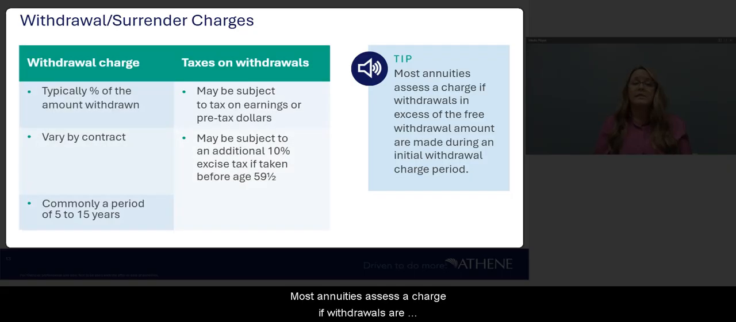Most annuities assess a charge if withdrawals are made during an initial withdrawal charge period. Each contract has a surrender period, which is a set number of years during which your client may face penalties for withdrawing more than a specified amount. A common range may be 5 to 15 years. If your client withdraws funds during that surrender period, they may incur surrender charges. These charges typically decrease over time.